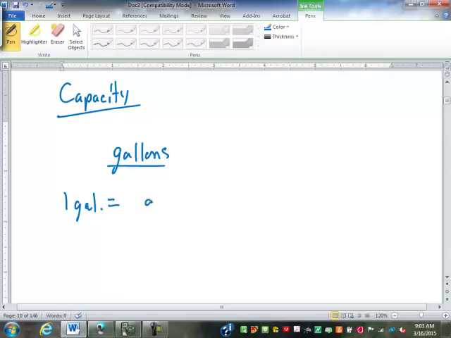Smaller than a gallon, what do we have? Quart. How many quarts are in a gallon? The word quart actually comes from the word quarter. Probably there's 4 of them. Smaller than a quart, pint. How many pints are in a quart? 2. So that'd be 8 pints in a gallon.